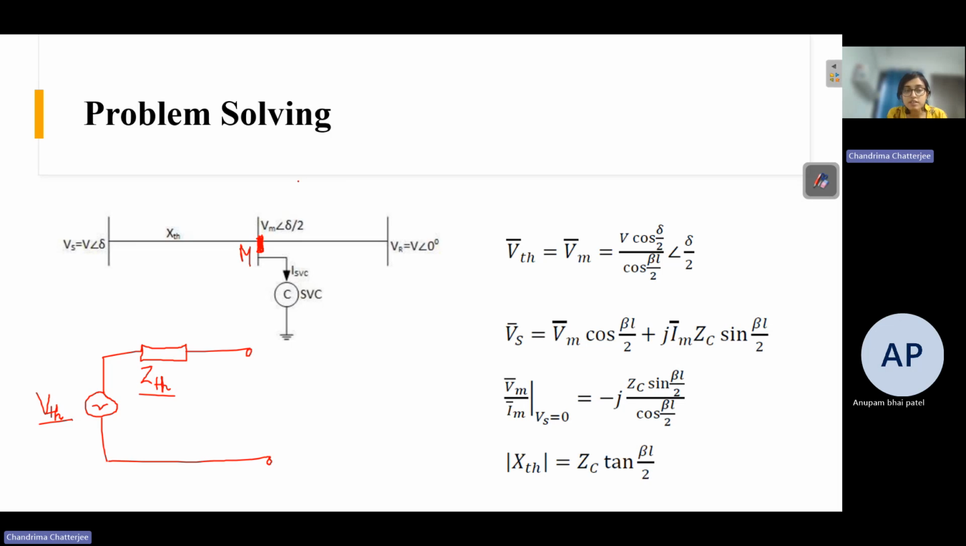Obviously, what is the Thevenin voltage at midpoint? The midpoint voltage Vm. And what is the expression? This is the expression: V cos delta by 2 over cos beta L by 2, and the angle is delta by 2. This is the Thevenin voltage.